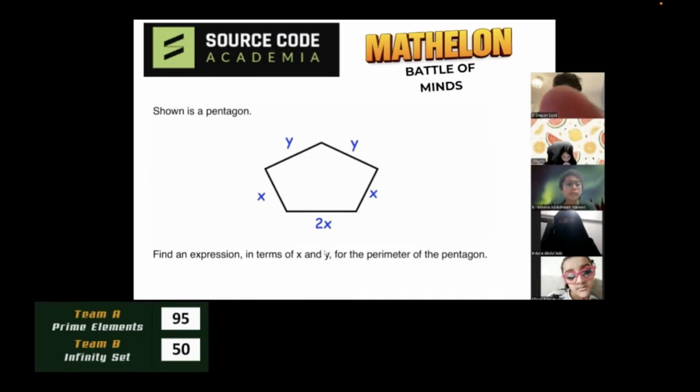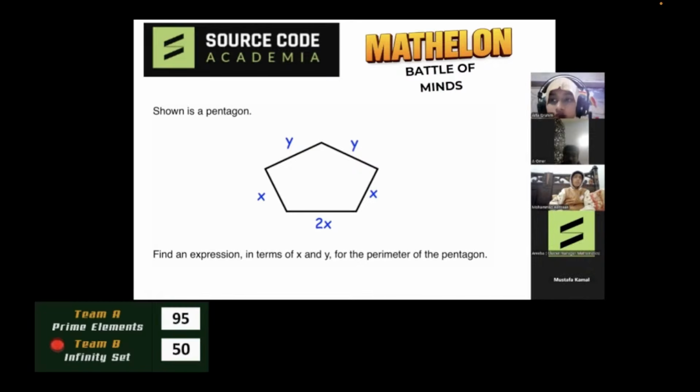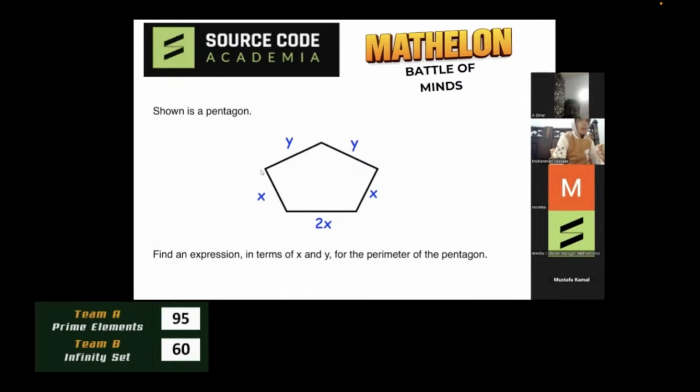There is a pentagon. Find the expression in terms of x and y for the perimeter of the pentagon. Team B, Murtaza Shehzad: 4x plus 2y, because the length of the boundary is the perimeter of this pentagon, which is x plus 2x plus x equals 4x, and y plus y is 2y. So 4x plus 2y is the perimeter of the pentagon.